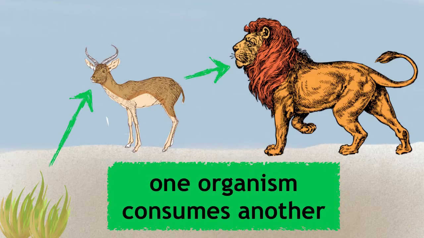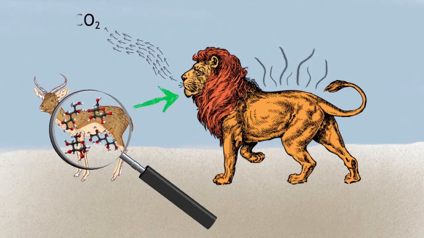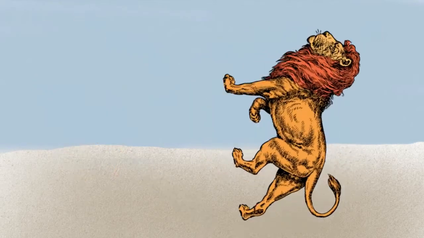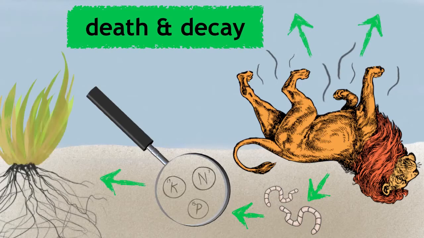The molecules and energy that made up the consumed organism are either lost as heat or expelled, such as carbon dioxide or excreted nitrogenous waste, and the remaining molecules are integrated into the consuming organism's biomass. Cycles are often completed by death and decay, which is vital for all organisms as they return many vital nutrients to the producers and the atmosphere.